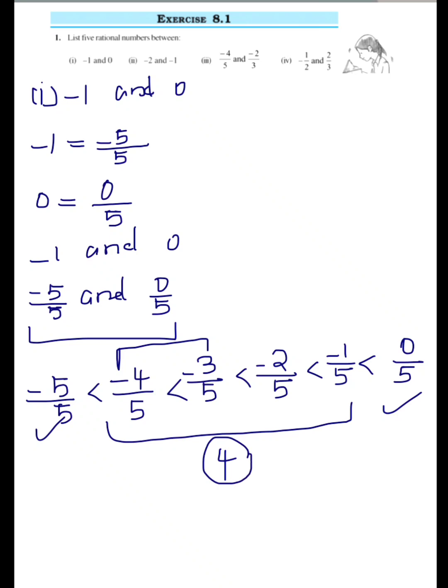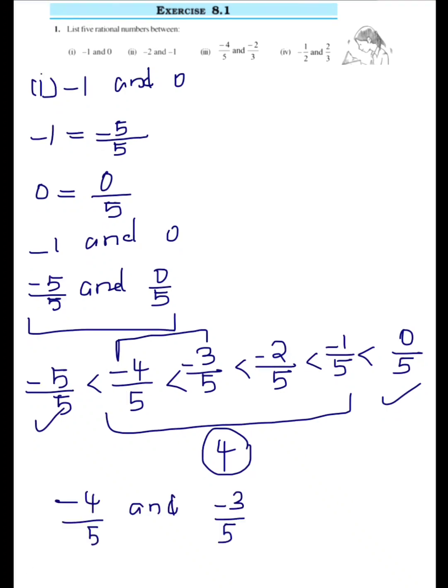Okay, I have already found 4 rational numbers, but in the question it's asked to find 5 rational numbers. For that I am again taking 2 rational numbers and finding the numbers in between them. For that I am taking minus 4 by 5 and minus 3 by 5. In order to find rational numbers between these, we have to make their denominators the same. It's already the same, but we cannot find any rational numbers in between them further. So we have to make their denominators equal again using the next number. That means we can make their denominators 10.